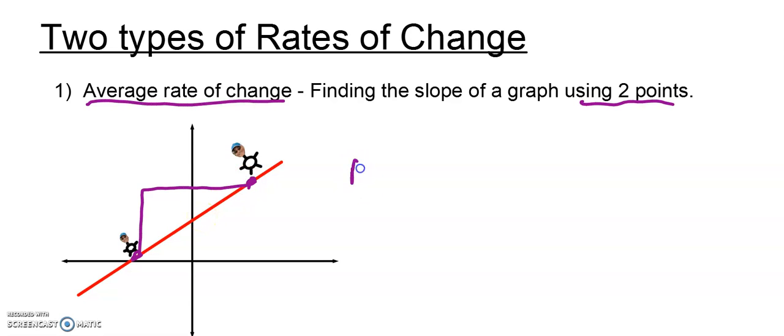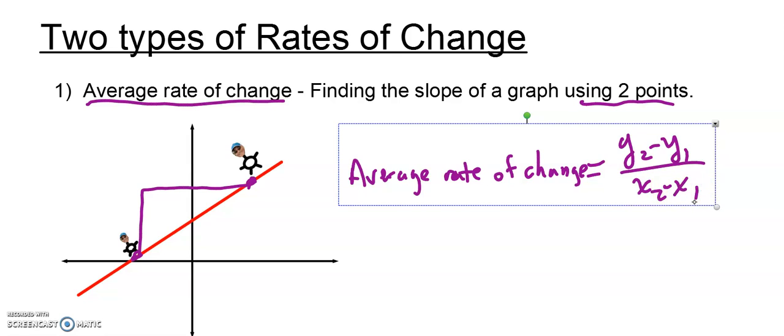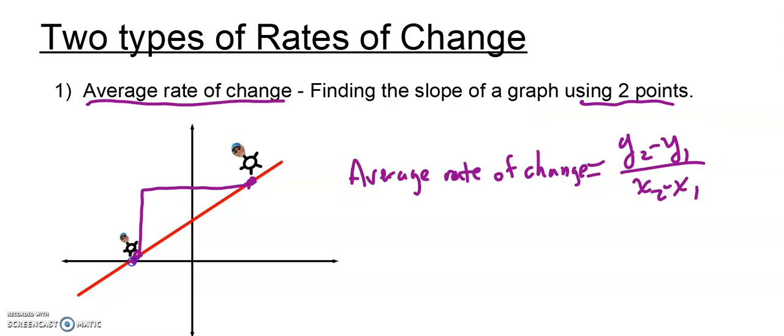So in general then, we say that the average rate of change is just your slope formula, y2 minus y1 over x2 minus x1, where you have to pick 2 points on your graph. Now, for lines, that's fine and dandy, but what happens if I have a curve?